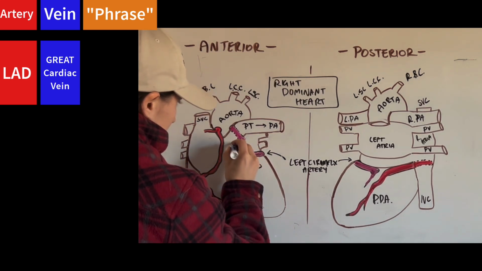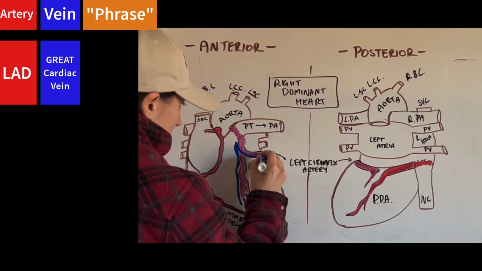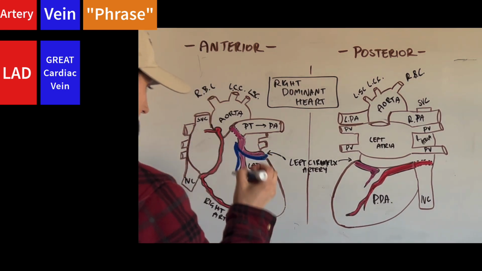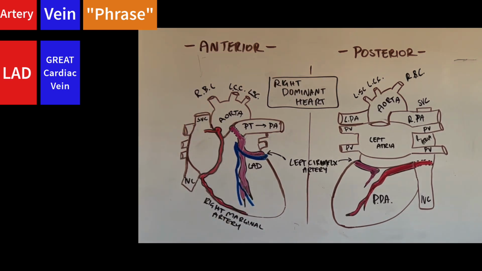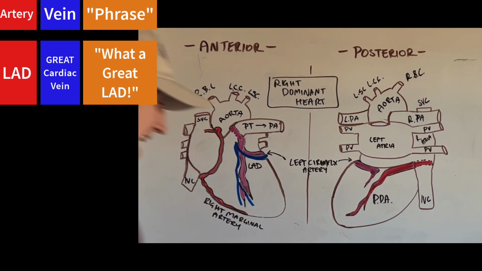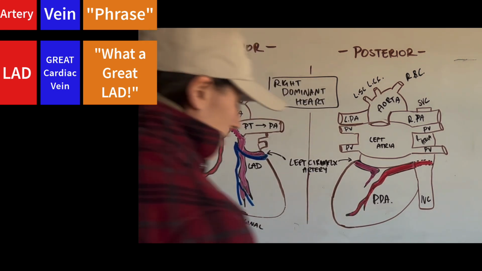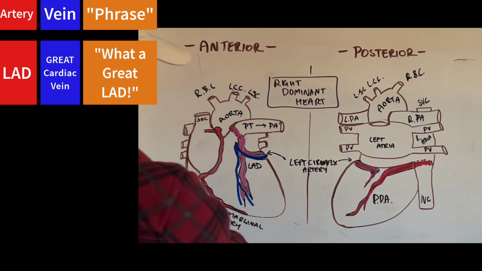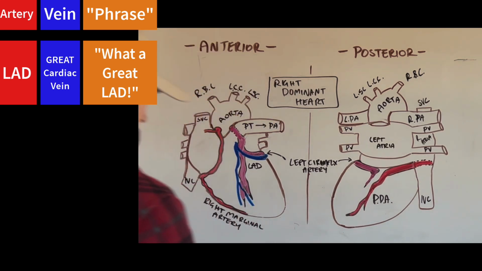And then the great cardiac vein is actually going to wrap around as well to the back side. So the great cardiac vein, how do I remember it runs with the LAD? Well, you can say the phrase, "He's a great lad. What a great lad," or something along those lines. As long as it has great lad, you can remember that the great cardiac vein runs with the LAD, the lad.